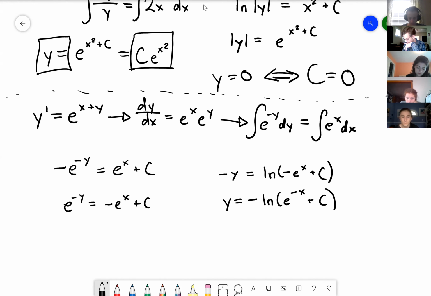Does this seem reasonable? If we had a picture of the slope field, we might be able to say that this is a reasonable solution or not. So barring the possibility that I've made some mistakes here, I think this is the general solution to this. Does that seem right, Tyler?